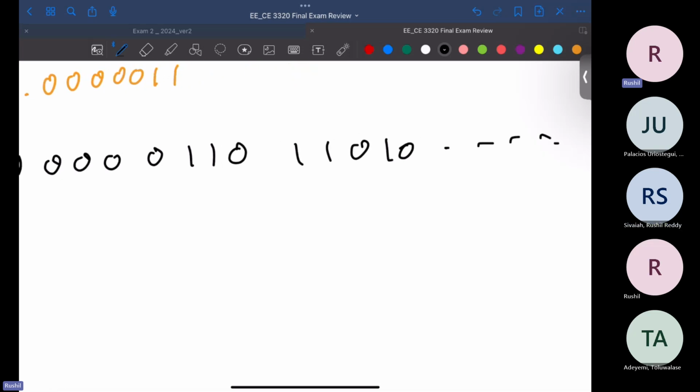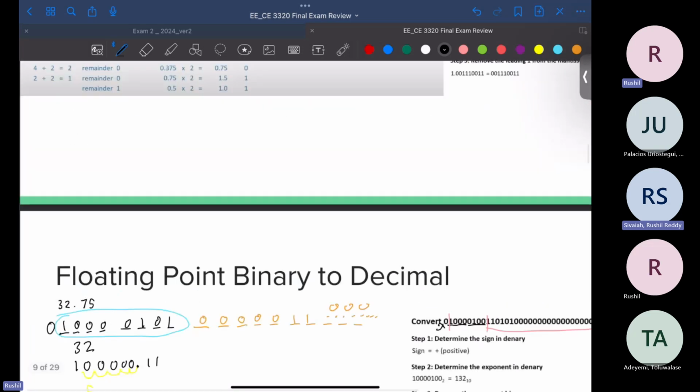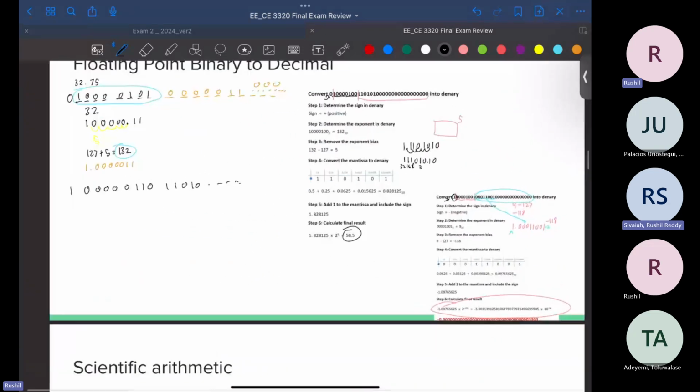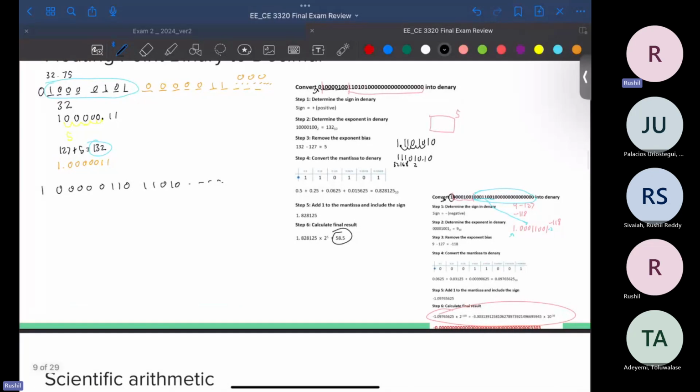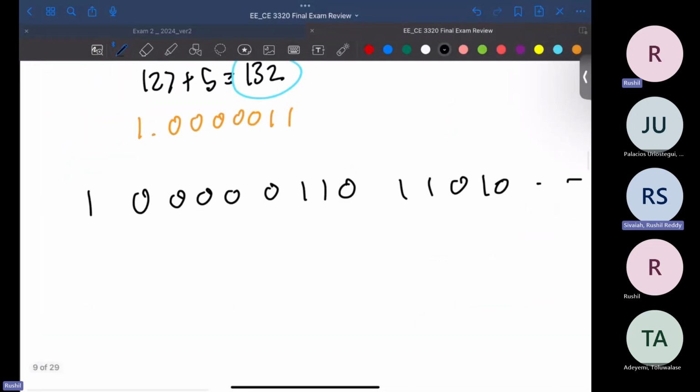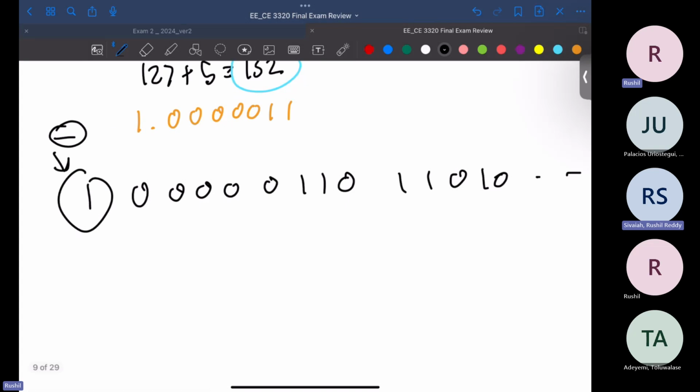Okay, it's negative. So we know that this means it's negative. So your sign bit is negative. That's 6. So we have a negative something. 5, 6, 7, 8, so yeah, we have 1, 2, 4. That's just 6.